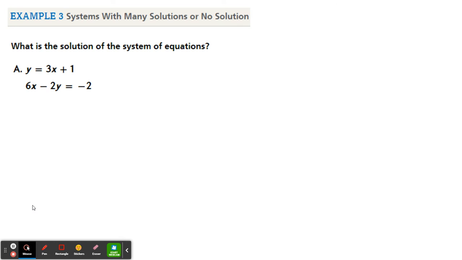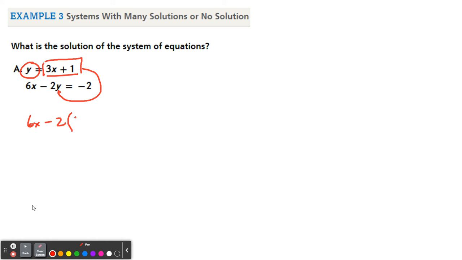So example 3, what is the solution of this system? All right, so we have two equations. Again, one of them is already solved for y. So since y is by itself here, take this 3x plus 1, and we're going to plug it in for y right there. So this is going to be 6x minus 2. Instead of putting y, I'm going to open a parenthesis, 3x plus 1, close parenthesis, equals negative 2. So this is just the second equation with 3x plus 1 in place of y.